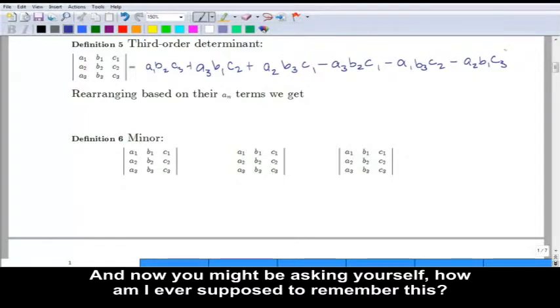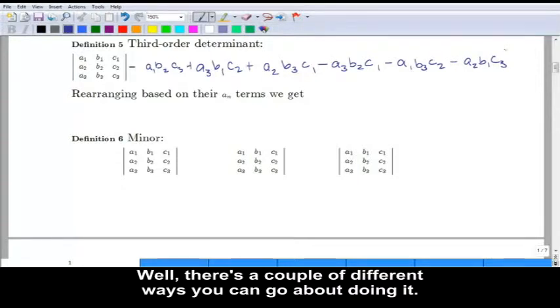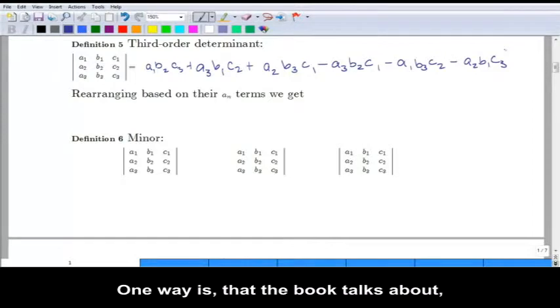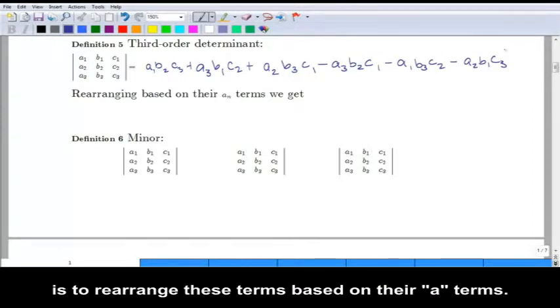And now you might be asking yourself, how am I ever supposed to remember this? Well, there's a couple of different ways you can go about doing it. One way that the book talks about is to rearrange these terms based on their A terms.